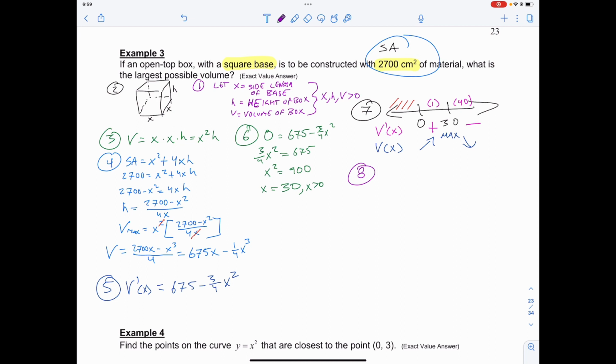So if I have a maximum at 30 and it wants to know what is the largest possible volume, we're just going to take the formula where we simplified the volume. If the volume is equal to 675 times x minus 1 over 4 x cubed, then I'm going to say that it's going to be 675 times 30 minus 1 over 4 times 30 cubed, which means the volume is going to equal 13,500 centimeters cubed.